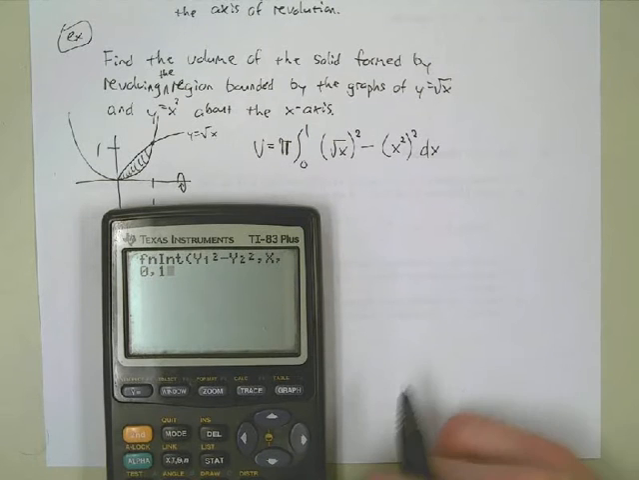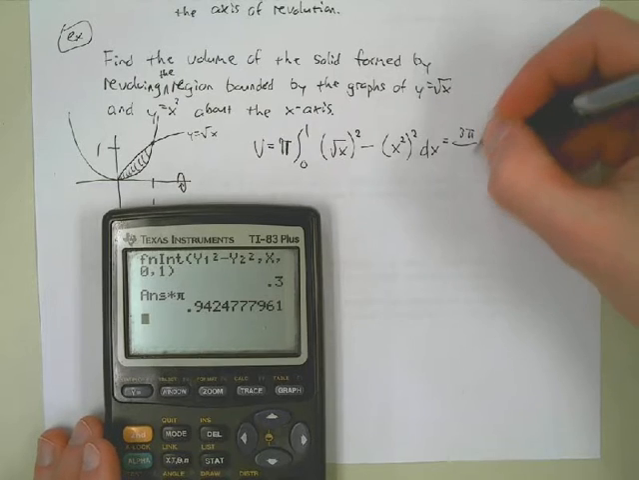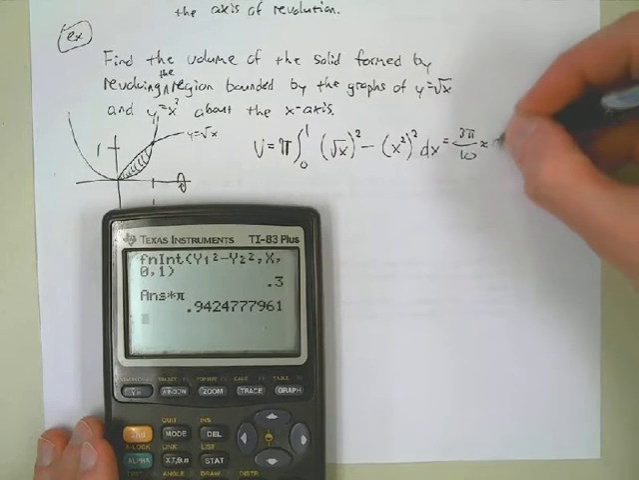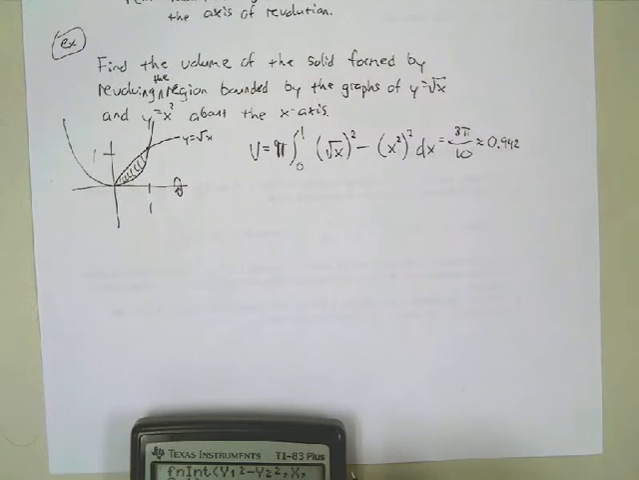So it's 3 pi over 10, or approximately 0.942. Okay? Questions on that?